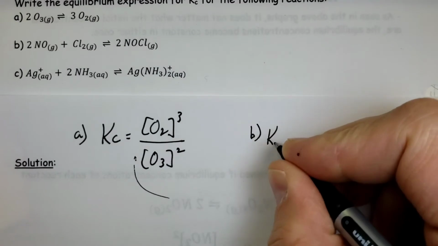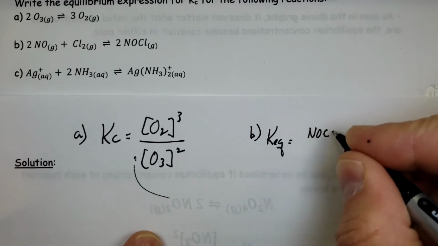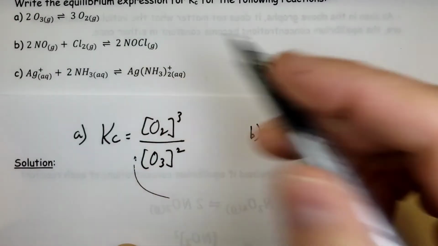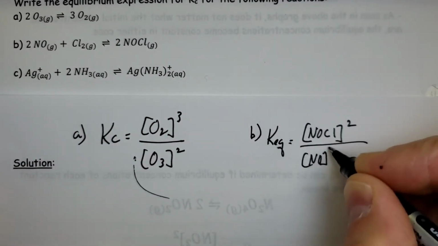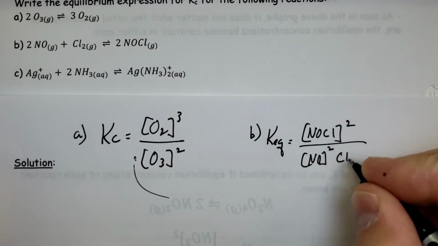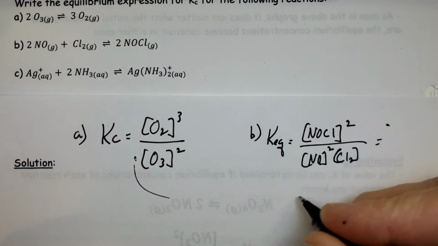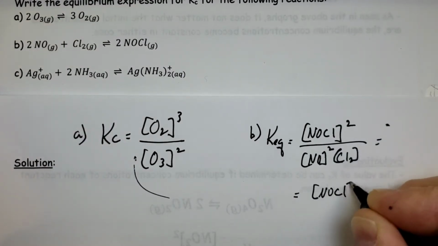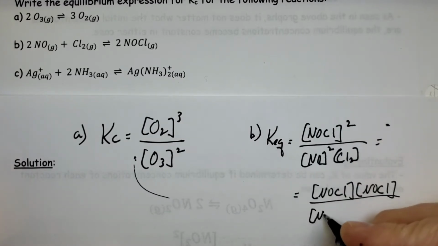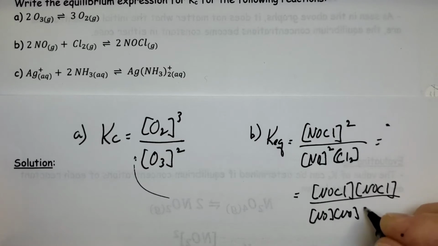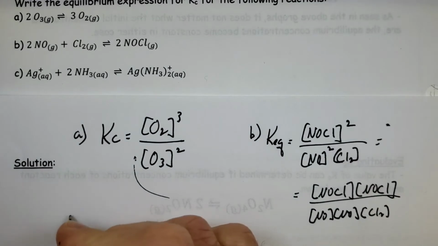B, I'll call it KEQ this time because it doesn't matter. The product side is NOCl, so square brackets, to the 2, all over NO squared multiplied by Cl2. So again, probabilities. Because really what this is, it's the same thing as simply writing NOCl times NOCl, taken twice, over NO squared times Cl2. So we usually just use the exponents to simplify that.